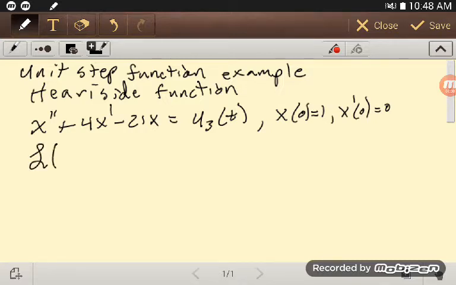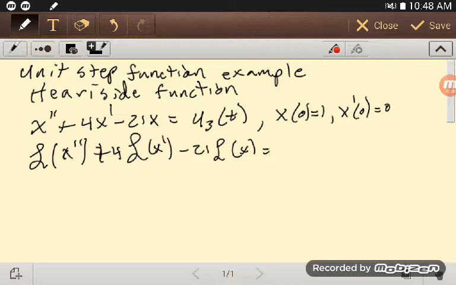We take the Laplace of everything, but I'll do that linearity part right away. So plus 4 Laplace of x prime, minus 21 Laplace of x, like that, and Laplace transform of that unit step function that starts at 3. Okay, so I take the Laplace transform of both sides.